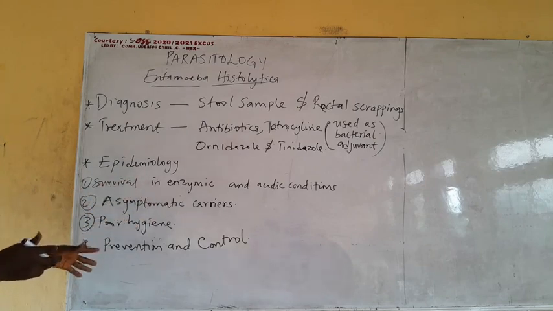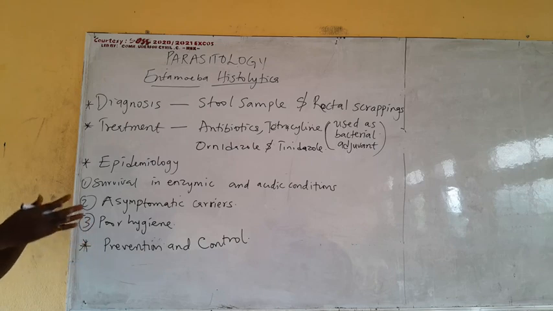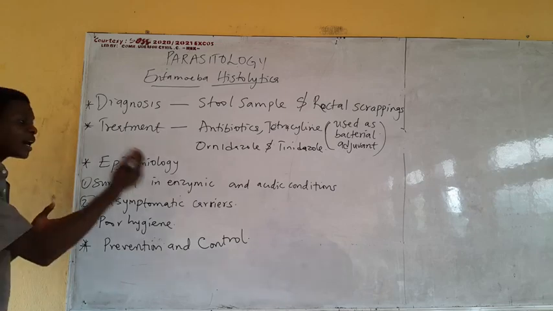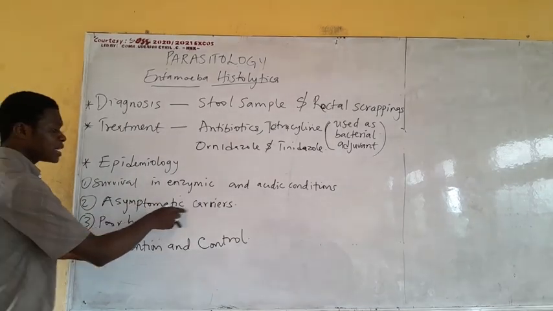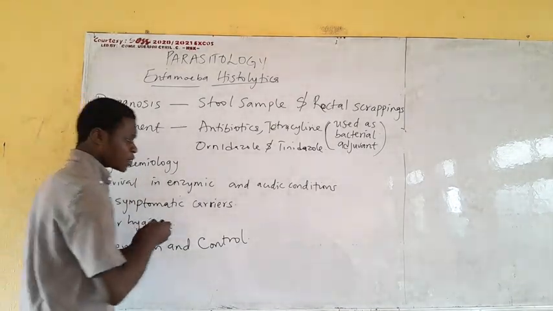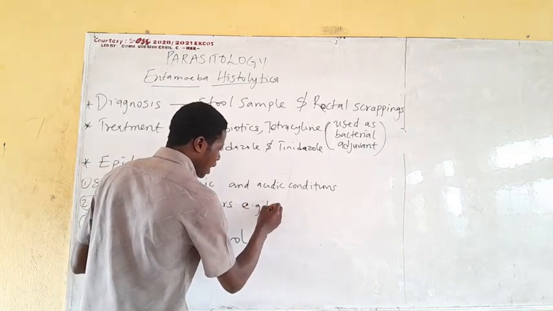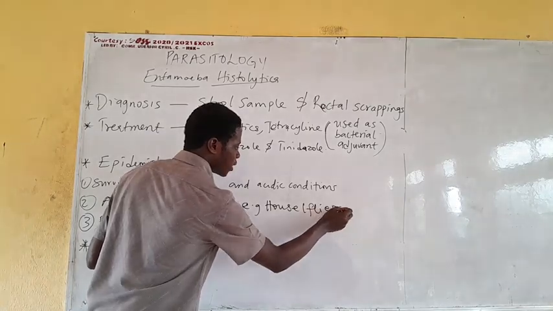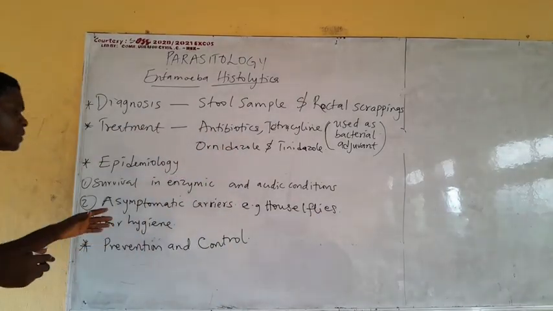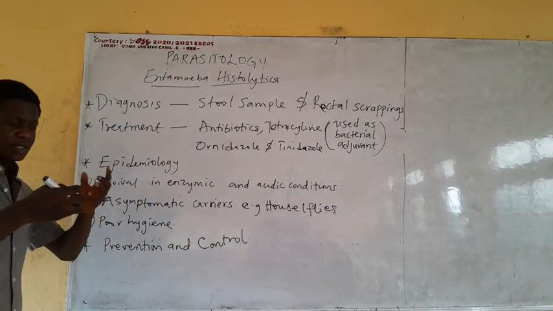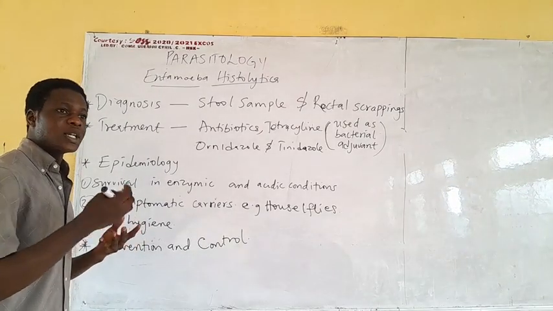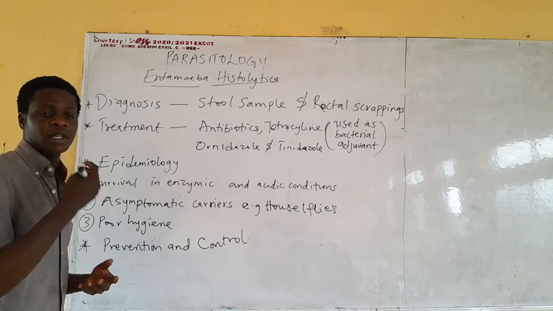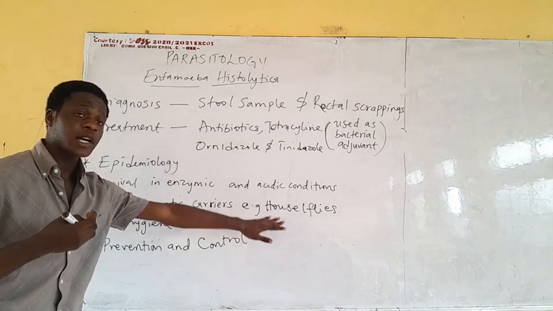Then, Entamoeba histolytica, which causes amoebiasis, can be transferred to a human host through asymptomatic carriers, for example, houseflies. When I say asymptomatic carriers, I mean organisms in which the infection doesn't show in their state of living. An example is the housefly.